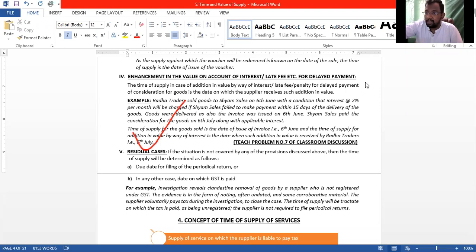They are not complying with the provisions and they are not filing any returns, not showing any turnover, not paying any GST. But they are doing business. So definitely they will get caught by the department.